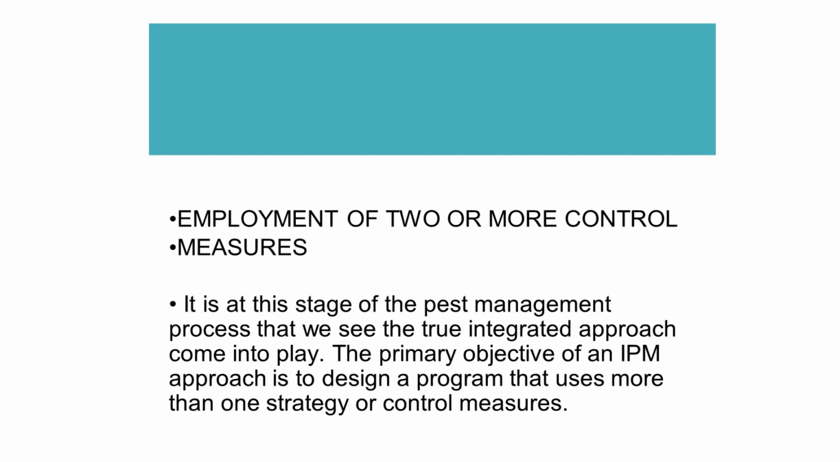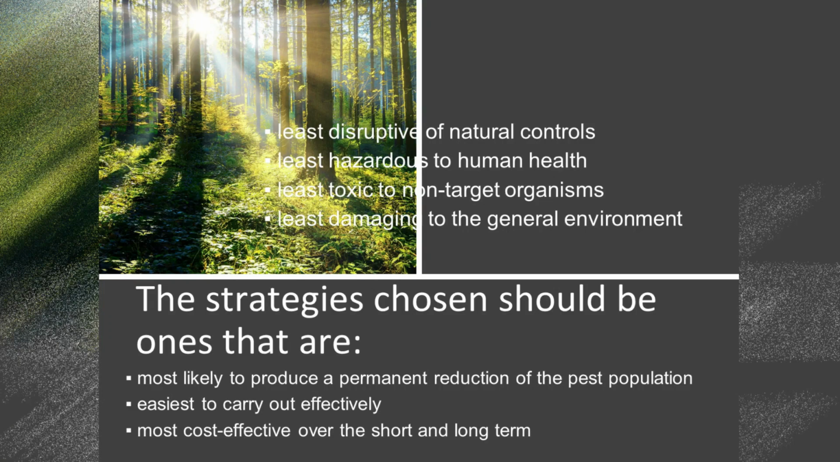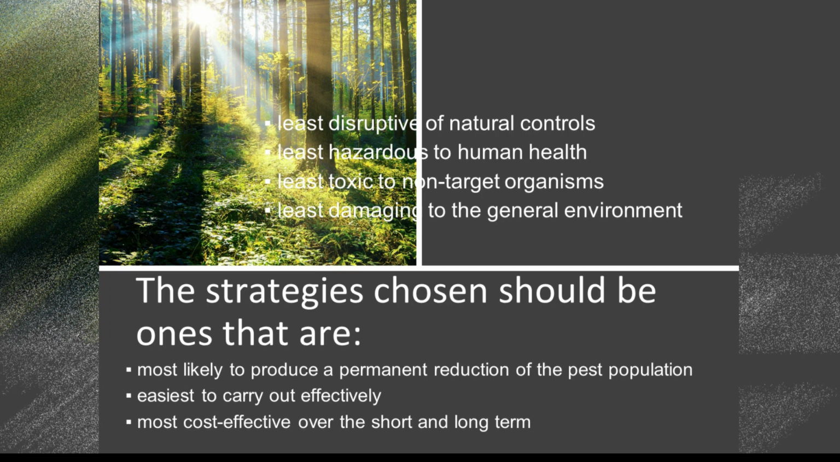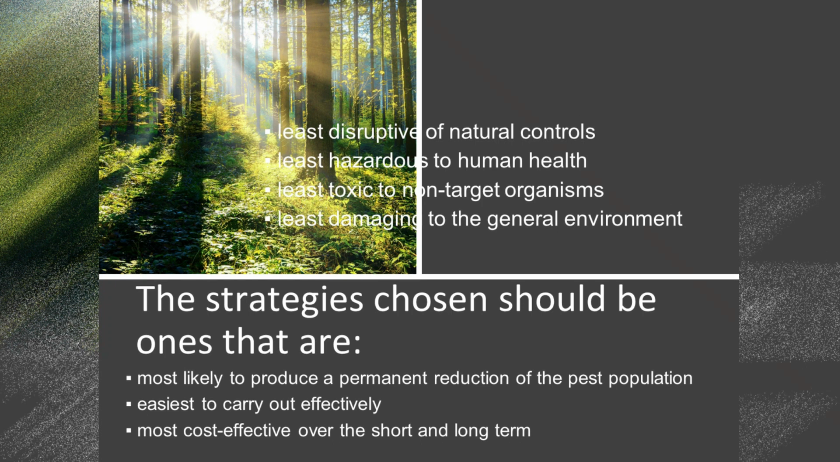or control measures. Least disruptive of natural controls, least hazardous to human health, least toxic to non-target organisms, least damaging to the general environment. The strategies chosen should be ones that are most likely to produce a permanent reduction of the pest population, easiest to carry out effectively, most cost-effective over the short and long term.